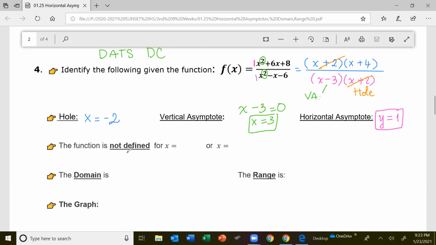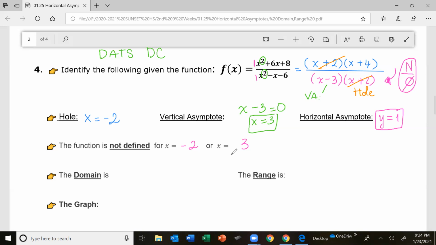Now, the function is not defined for two numbers. Remember earlier they asked us to solve for the hole and the vertical asymptote? Those two numbers in the bottom are going to make your graph undefined. If you plug them in, the denominator is going to be 0, and we know that's a no. It's undefined. Don't divide by 0. So we have two values of x that your graph cannot equal: x equals negative 2 or x equals 3. In other words, they are the vertical asymptote and the hole.